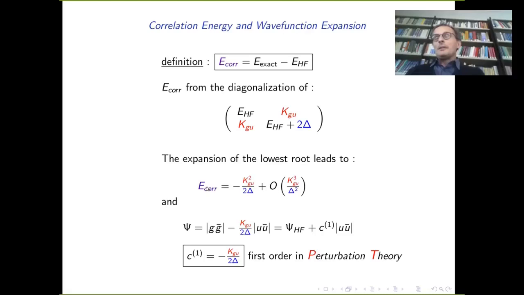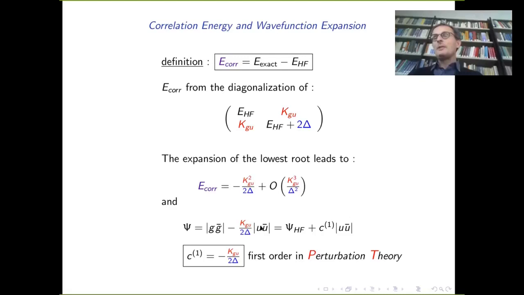Okay, so by going through this 2x2 matrix diagonalization, you can evaluate the correlation energy that can subsequently be expanded in terms of the ratio of KGU divided by delta, assuming that this ratio is much smaller than one. If you carry out some expansion of the lowest root, then you can evaluate the correlation energy. And as you can see, delta being positive, this correlation energy is negative. As expected, I mean, more flexibility means that the energy, through the variational principle, has to be lower as compared to the Hartree-Fock energy.